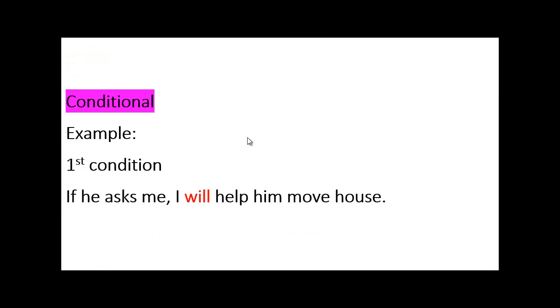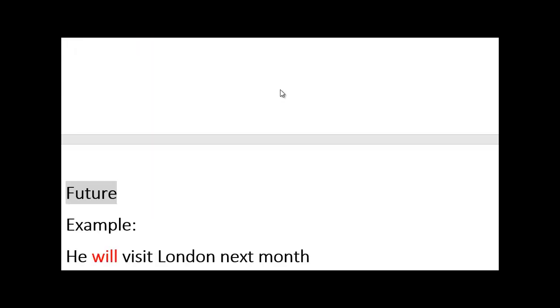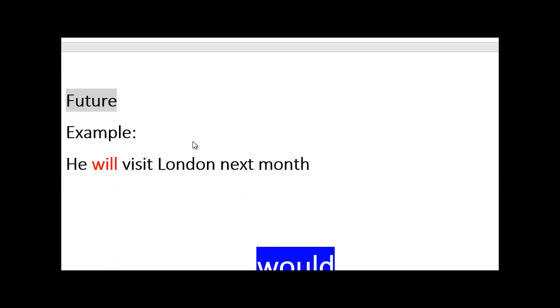For conditionals, the first conditional, we use the present simple, and you use will as an auxiliary verb before the verb, okay? So if he asks me, present simple, I will help him. Yes, I will help him move house. That's conditional. You can also use it for talking about the future. He will visit London next month. These are some of the examples when we use will.